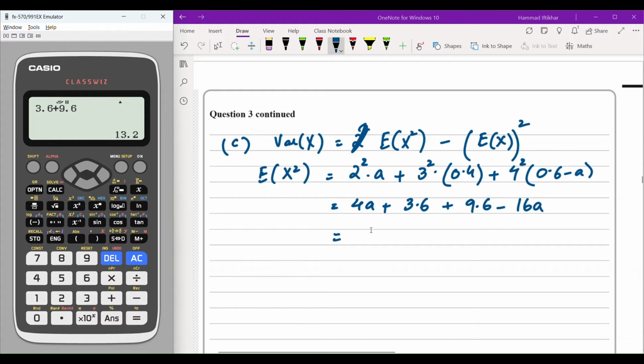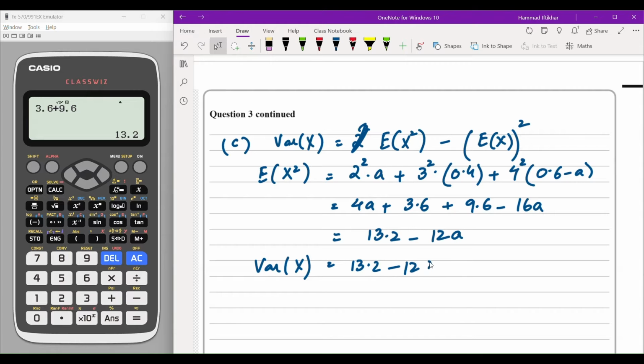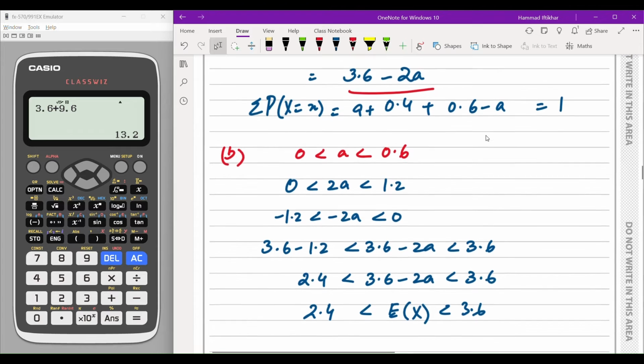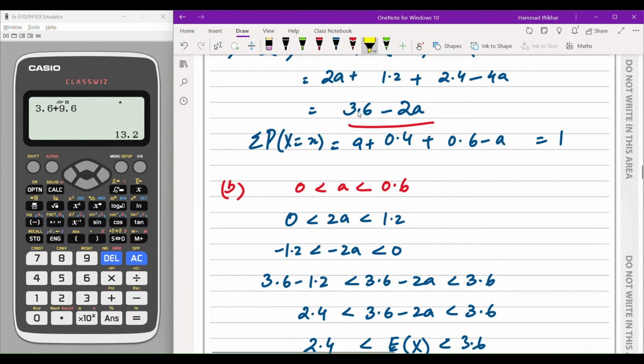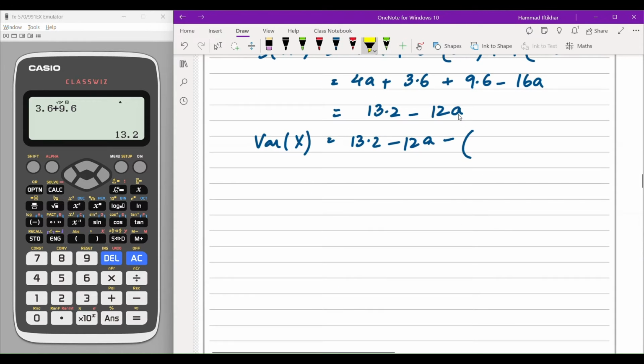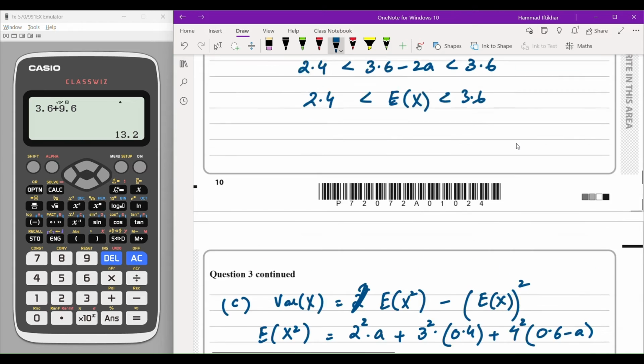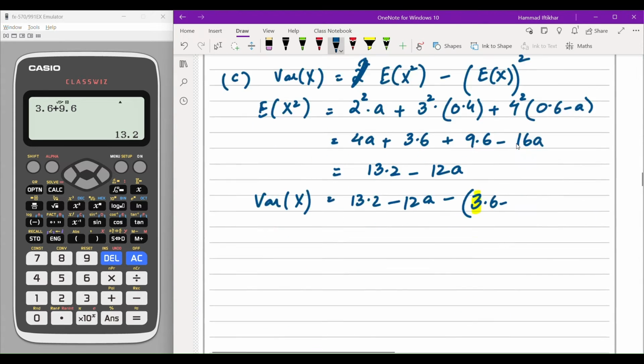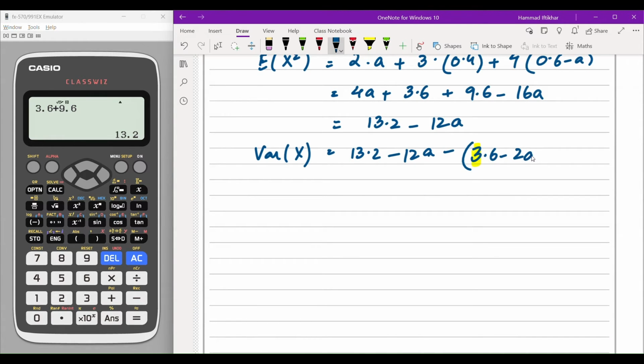This is 13.2 and then minus 12. So variance of x will be 13.2 minus 12a minus the mean squared. So we actually have to square this. 3.6 minus, wait, sorry, 2a? Yes, 2a whole squared.